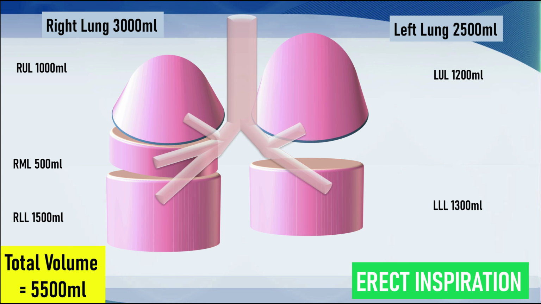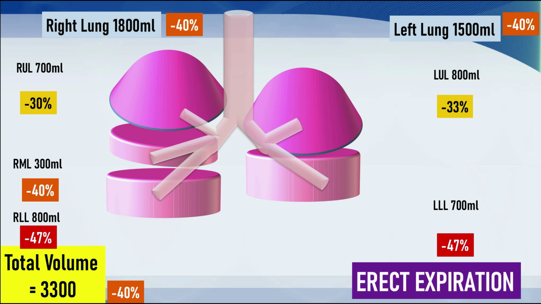The right lower lobe is the biggest lobe. The left upper lobe is 1200 mils, and the left lower lobe is 1300 mils. Now, if the patient is caught in expiration, those lung volumes are substantially lower. The right lung loses 40%, as does the left lung.